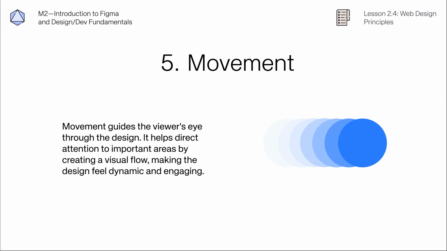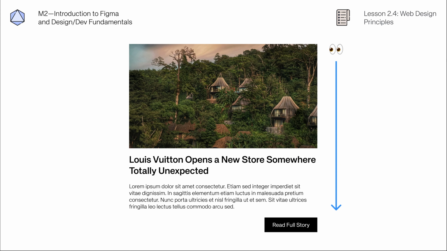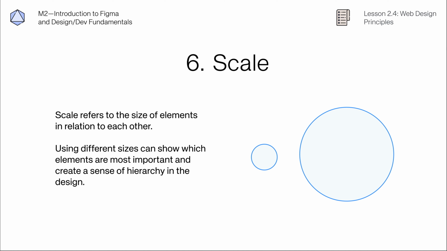The fifth principle is movement. Movement guides the viewer's eye through the design. It helps direct attention to important areas by creating a visual flow, making the design feel dynamic and engaging. For example, on a fashion blog, movement can be created by arranging elements to guide the reader's eye from a large eye-catching image at the top down through the content with smaller images and text, leading to the call to action at the bottom.